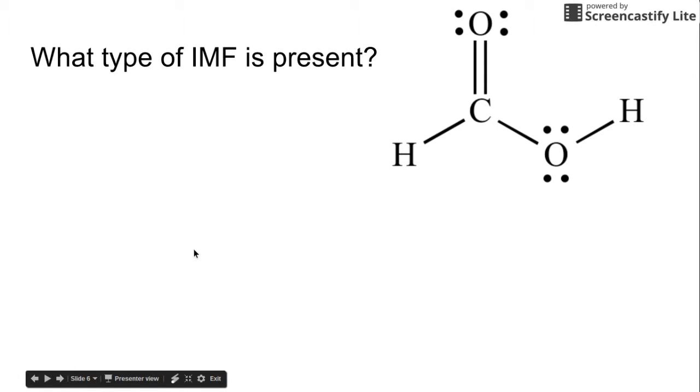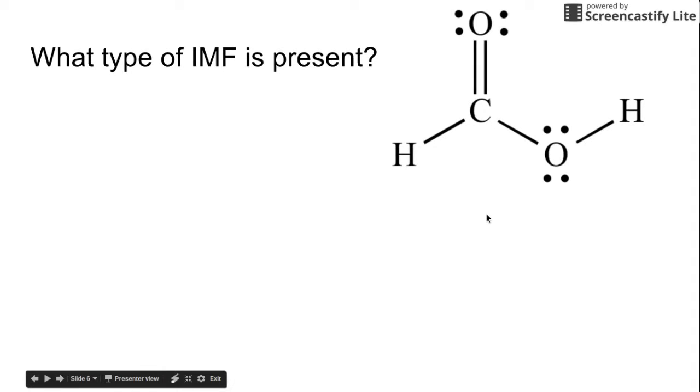Here we have methanoic acid. This is also called formic acid. This is what fire ants kind of inject into your skin when they bite and makes it itch and burn. This is that COOH that we see on the end of acids, organic acids like acetic acid.